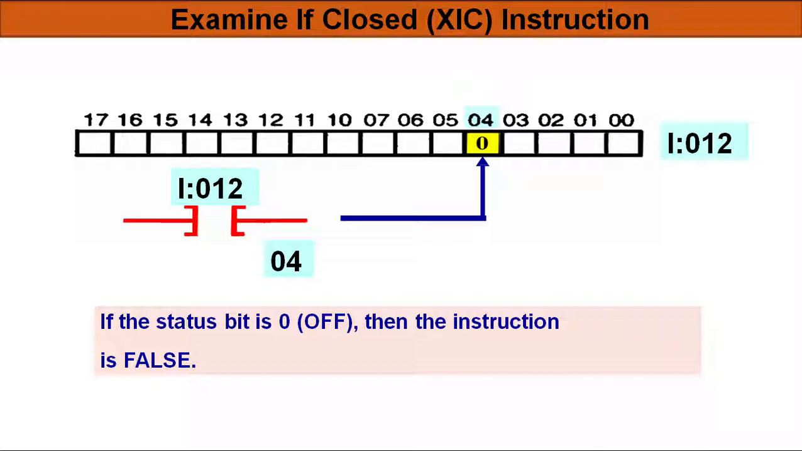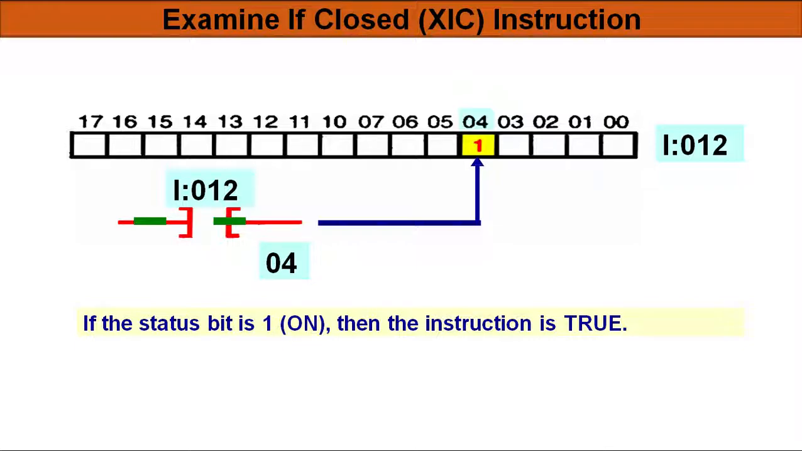If this bit is 0, the instruction is false. If the status bit is on, then the instruction is true.